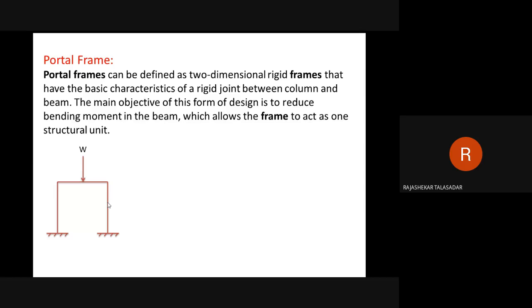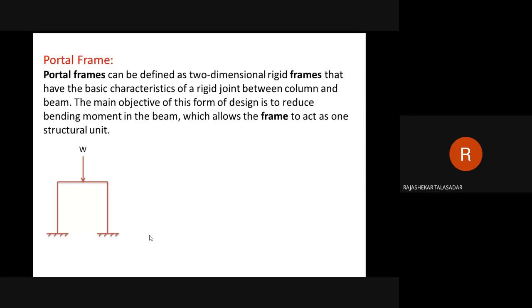The main objective of this form of design is to reduce the bending moment in the beam, which allows the frame to act as one unit. Now this beam and column will not act separately, they will totally act as one unit, and this is called a frame. Now in the first, non-sway analysis, we are considering only symmetric frames.